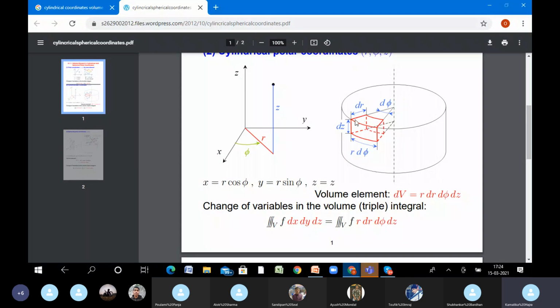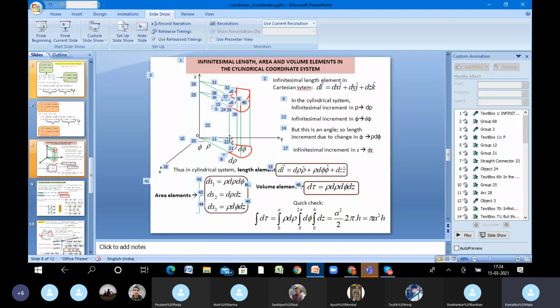Okay, so this is what I was talking about. They have used other symbols, rho r instead of rho. So this is the slice of volume that I was talking about in the cylindrical system. And the best part is that you can verify that this is actually the volume element, because when you integrate it, you quickly get pi a square h.